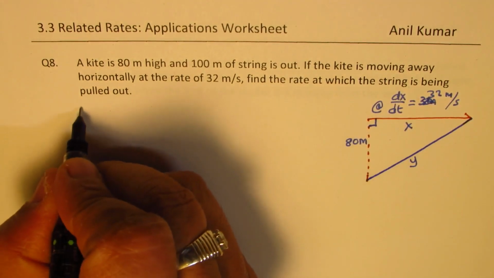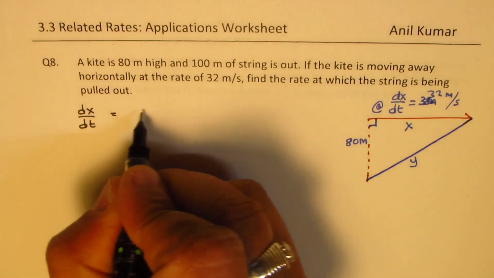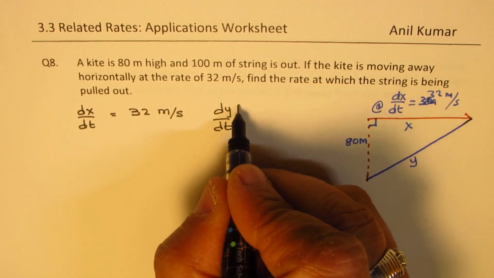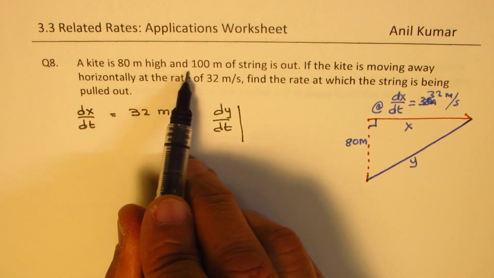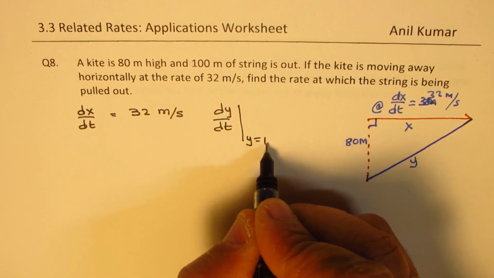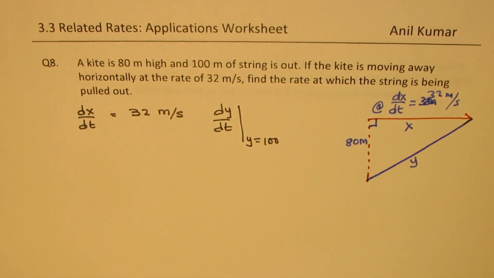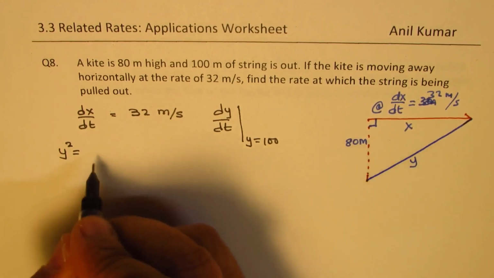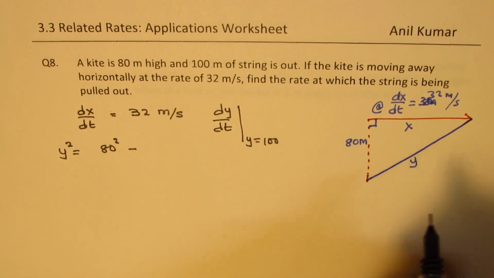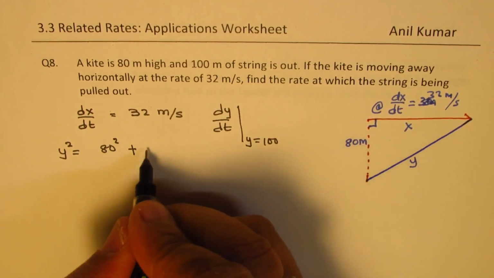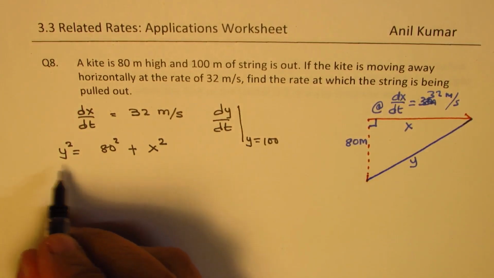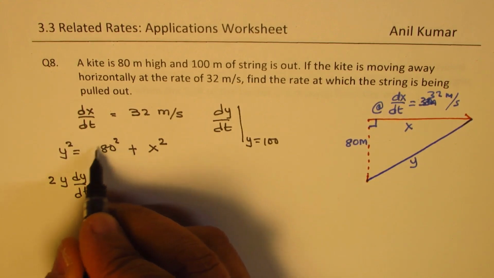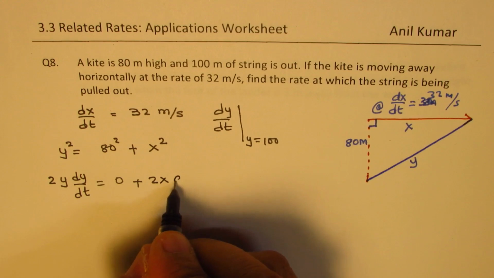So we know that rate of change dx/dt along horizontal is equal to 32 meters per second, right? And what we need to find is dy/dt when the kite is 80 meters high and 100 meters of string is out. So when y is equal to 100. That is what we need to find, right? Now, to find this, we can relate, and we know what y squared equals. y squared, the hypotenuse, is 80 squared plus x squared, right? So now differentiating with respect to time, we get 2y dy/dt equals, rate of change is 0 for this, right, plus 2x dx/dt.